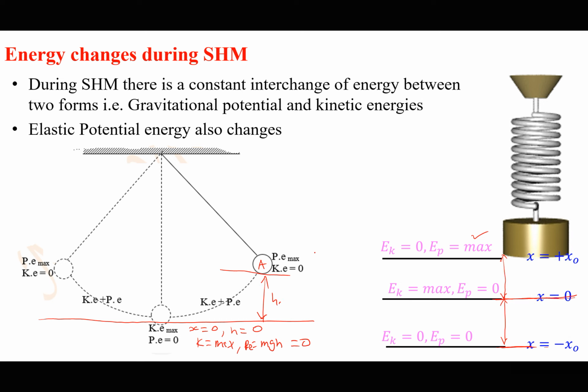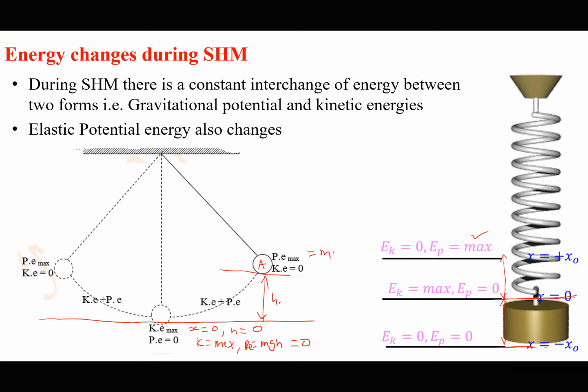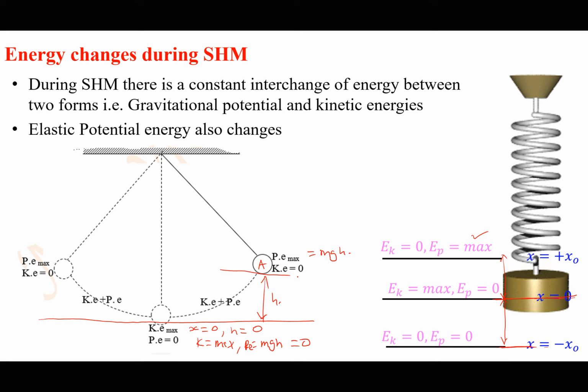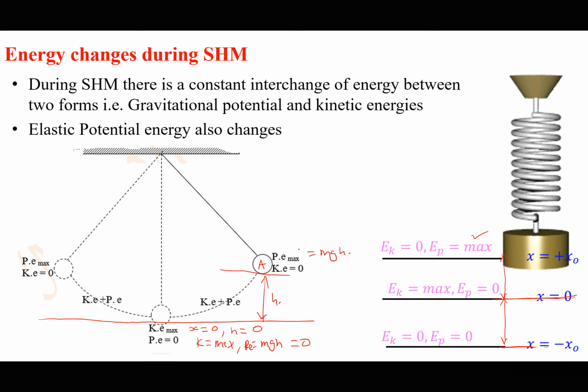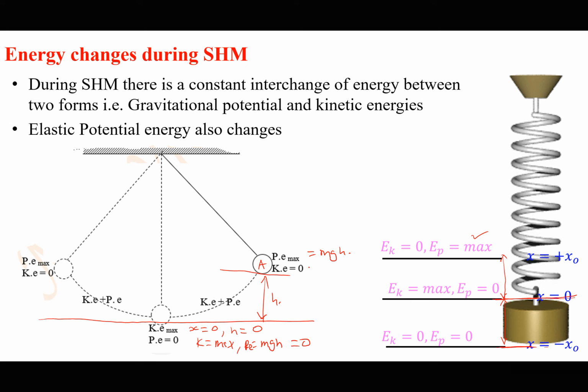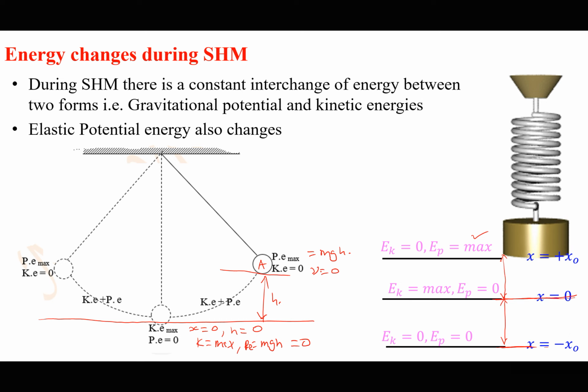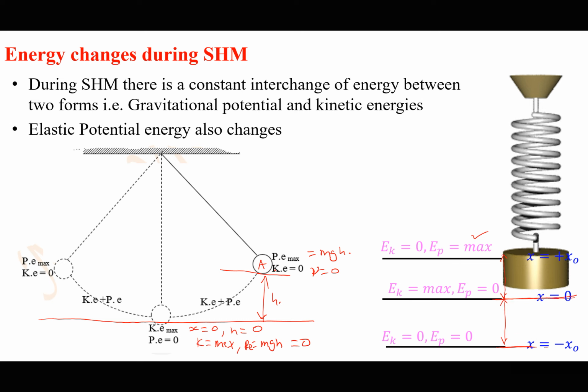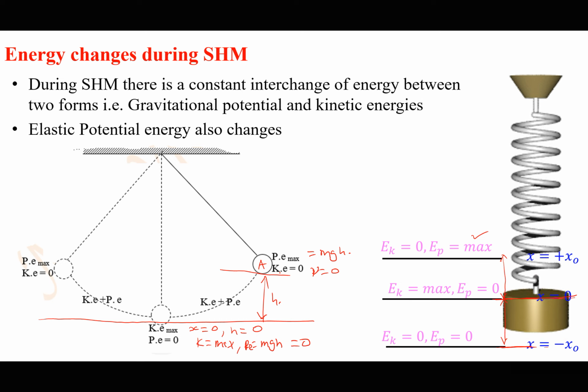So the potential energy here is maximum, and is going to be mgh, and the kinetic energy is going to be 0, because at the highest point the velocity becomes 0, so the body momentarily stops before it changes direction to move in the opposite direction. So at the highest point, we have entire potential energy as kinetic energy is 0.